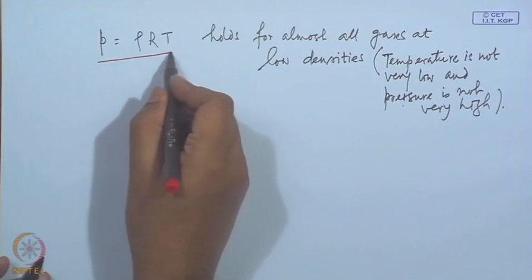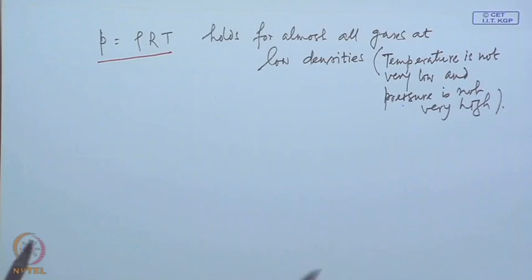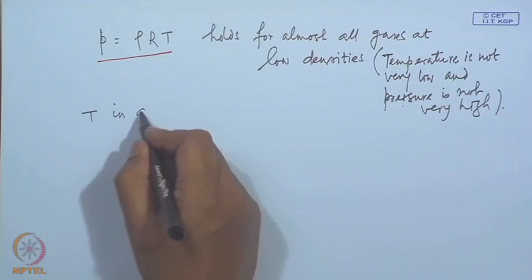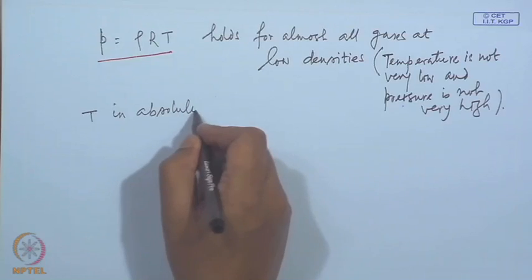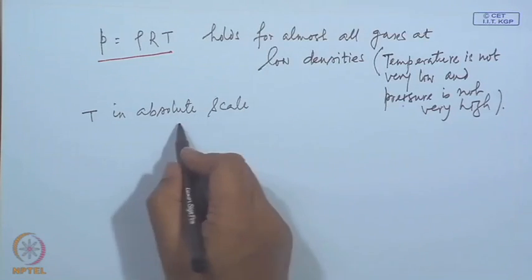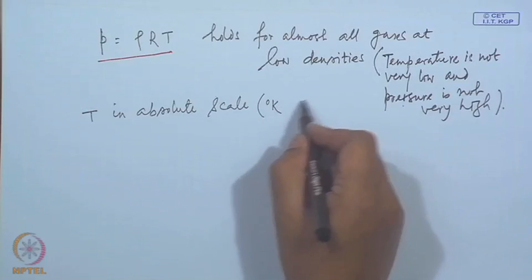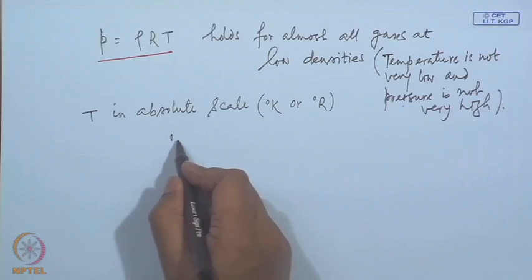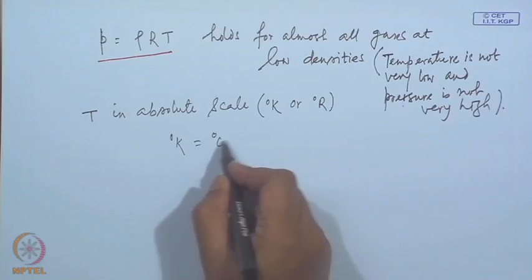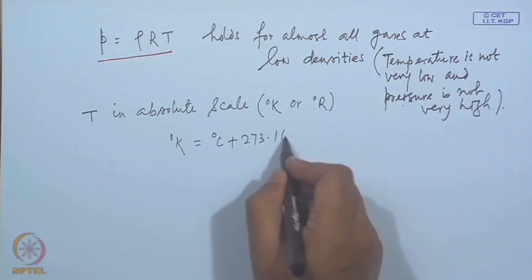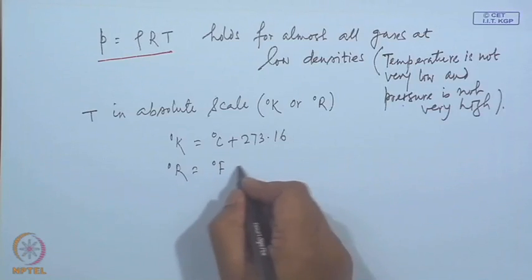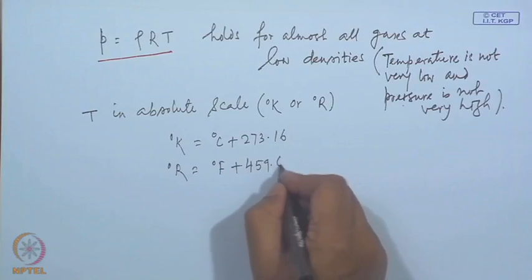For a pure gas, we have already mentioned that T must be expressed in an absolute scale, that is degree K or degree R, and as we know, degree K is degree centigrade plus 273.16 and degree Rankine is degree Fahrenheit plus 459.69.